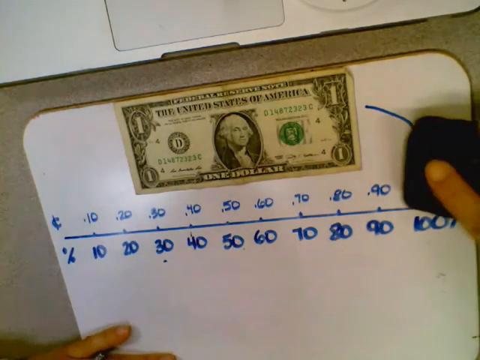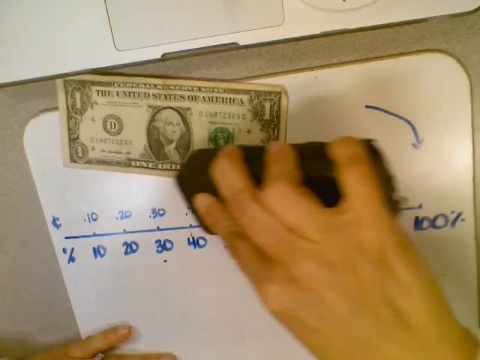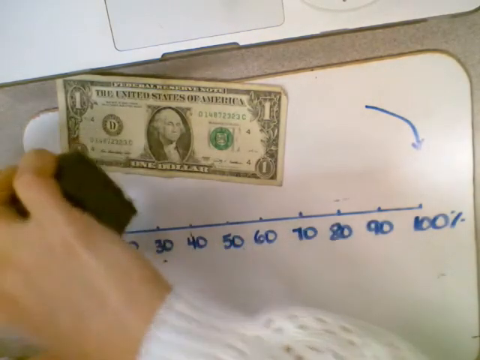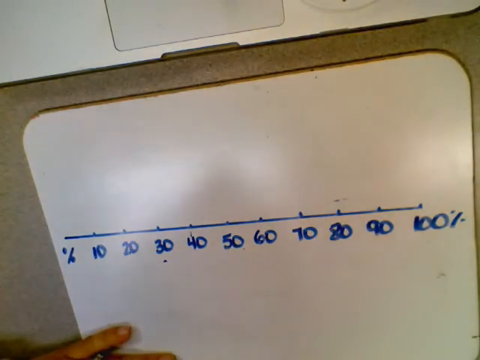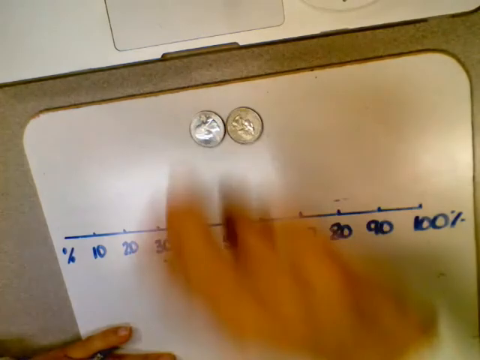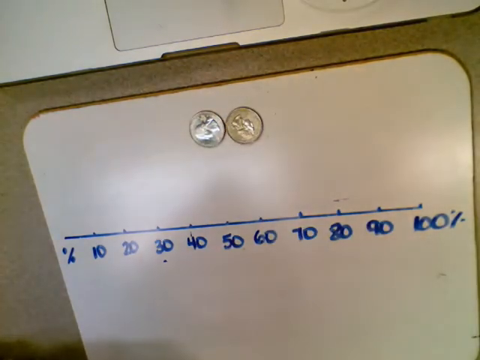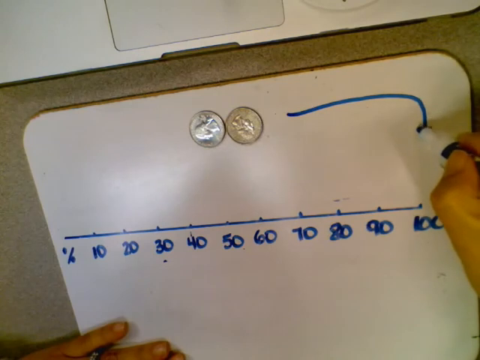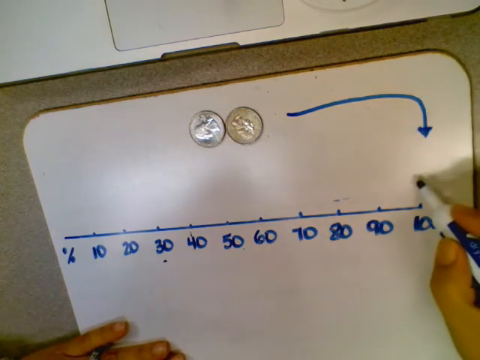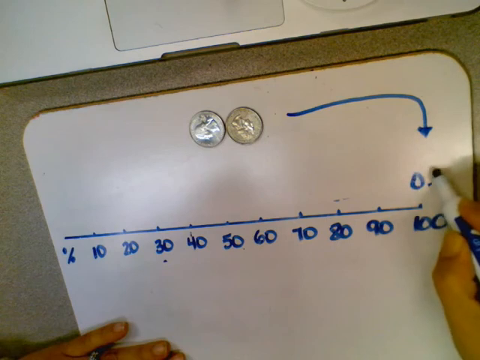Let's pretend our whole is no longer $1. Let's pretend that our whole is actually 50 cents. So now I have 50 cents as my whole. Since it's my whole, it's 100% of my value, so I'm going to go ahead and write that this is 50 cents.